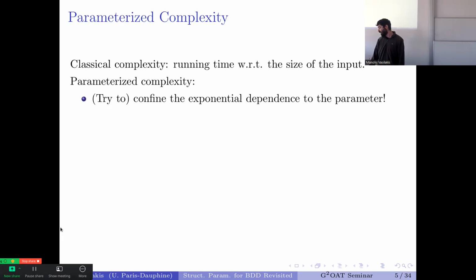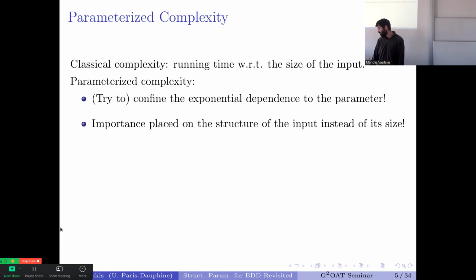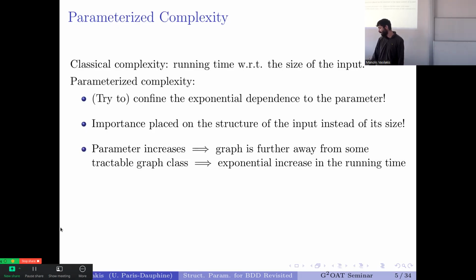So here we try, hopefully, to confine the exponentiality to the parameter, to the distance to the parameter, actually. What becomes important is the structure and not the size. And it's not that this becomes important, it's in fact that this is important. It's just that we did not know it before, I guess. The idea is that as the parameter increases, we have an exponential increase in the running time with respect to the distance to the parameter.